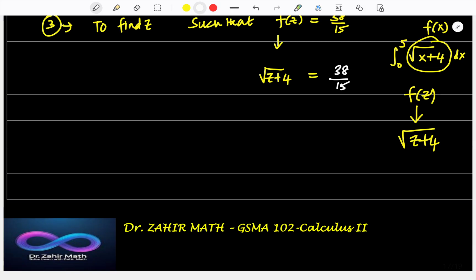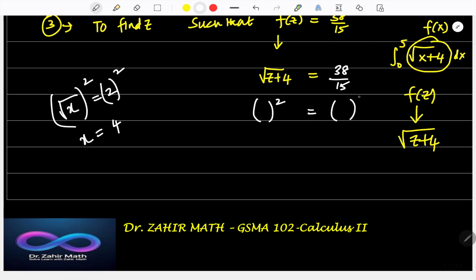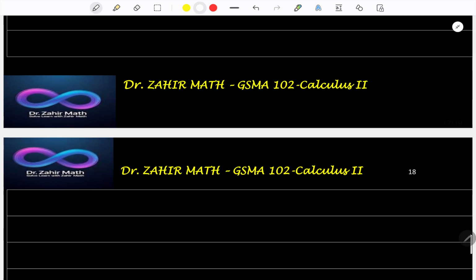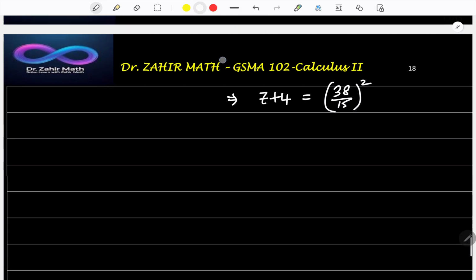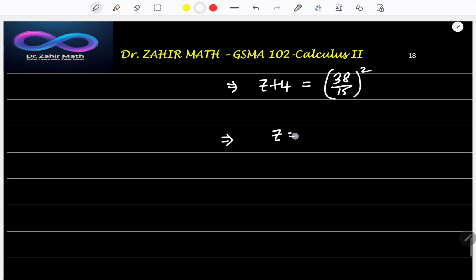Now I'm going to square this expression. Usually if you have something like root x is equal to 2, if I square this, x is equal to 4. Remember? The same idea I'm going to do. So the square root of z plus 4, the whole square, is equal to 38 divided by 15, the whole square. So z plus 4 is equal to (38 divided by 15) squared, which implies z equals (38 divided by 15) squared minus 4.